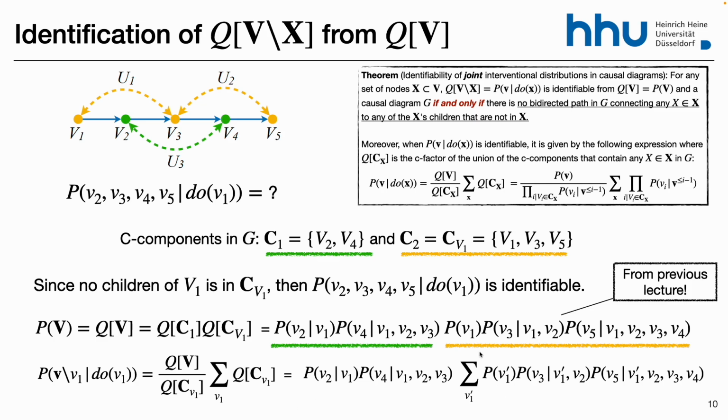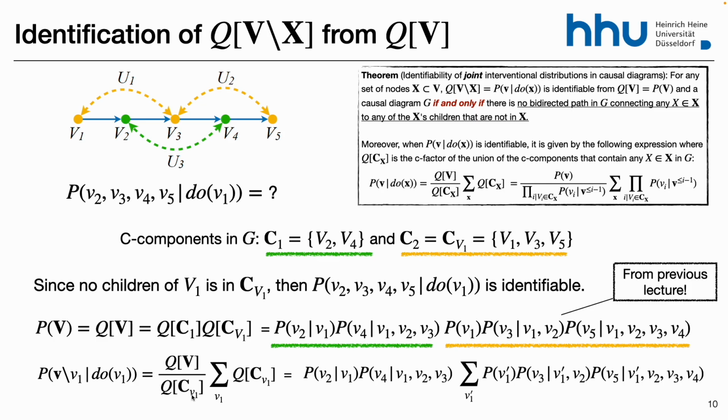Maybe because I put the sum here with the small value. I was using a sum over all possible values of V1, but here this V1 is the C component of V1. So this V1 is the small one, and this is the large one. Here is also the large one. Yeah, sorry.